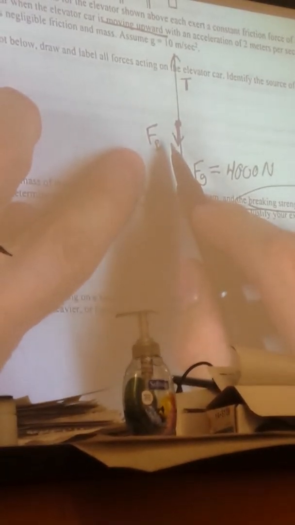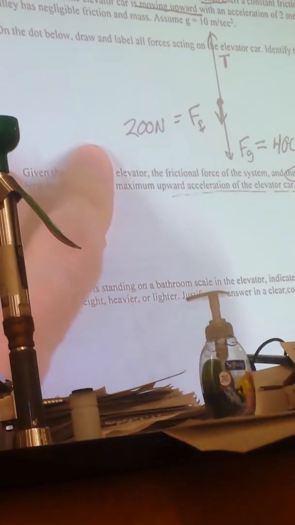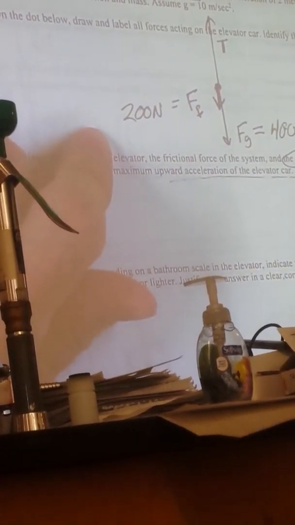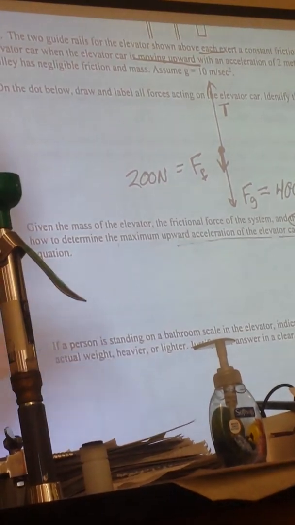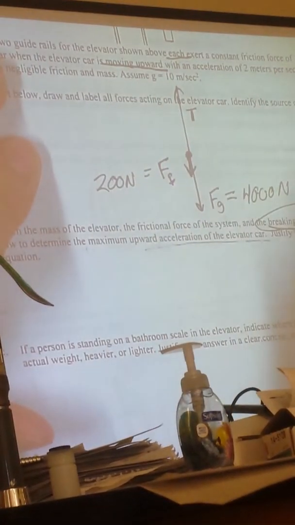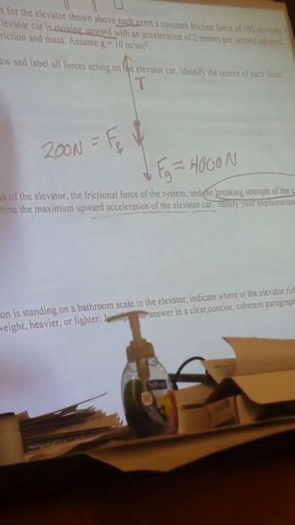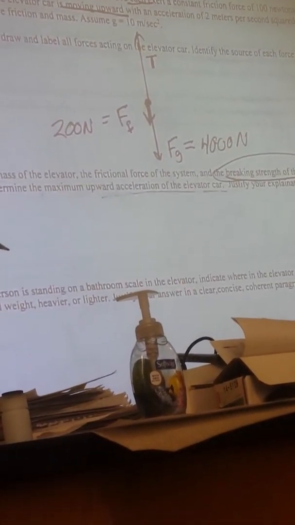How much friction is there? No, there's not. There's 200. Each exerts that force, so it's 200 newtons. So that's where you have to read carefully. That's where I made a mistake earlier. Wait, how do you know it's 200 newtons? Because each of the two rails exerts a friction force of 100 newtons. Okay.